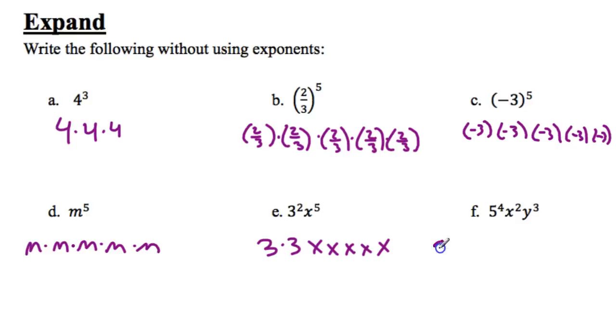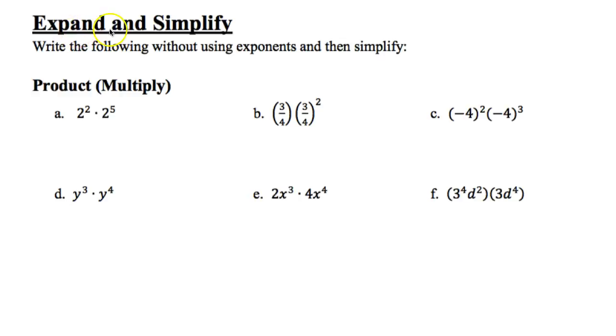Lastly, 5 to the 4th power, x squared, y cubed. So I can say 5 times 5 times 5 times 5 times x times x times y times y times y. Whew. Alright, we got the basics down. Now we're going to get a little bit more in depth. Now we're going to expand and simplify.